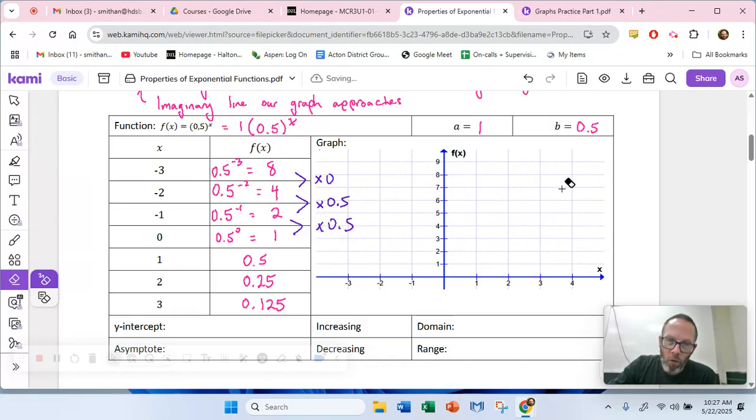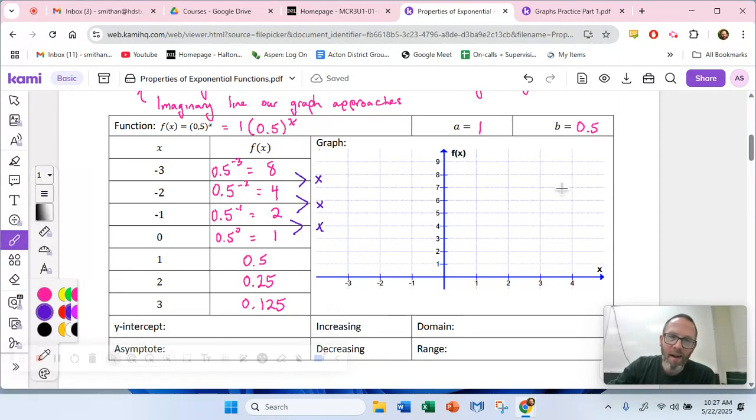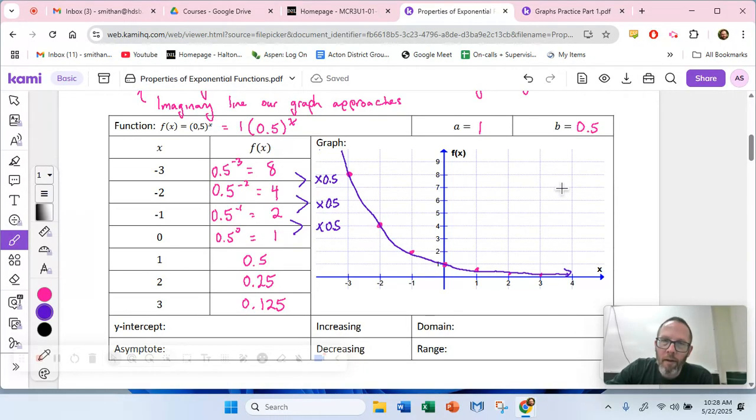I regret writing my 0.5 so big because I got a point there I want to plot. I'll just fix that up. I have that luxury. And so as we plot these points, let's think about what's different about this one compared to the previous one. Plot those decimal values the best you can. That wasn't so bad. Okay, that looks okay.